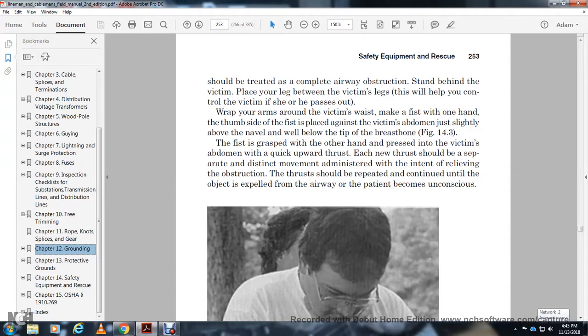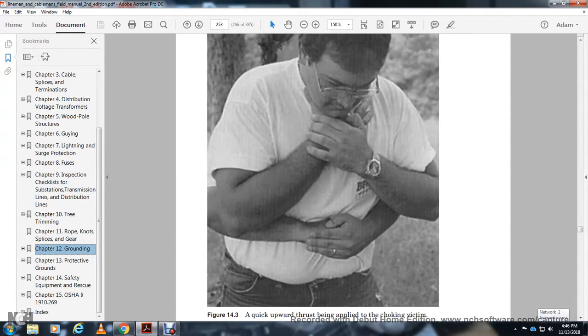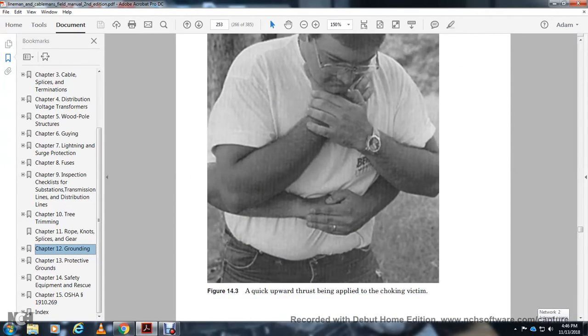Wrap your arms around the victim's waist. Make a fist, thumb side against the victim's abdomen, just slightly above the navel and well below the tip of the breastbone. Grasp the fist with the other hand and press into the victim's abdomen with a quick upward thrust. Each of the new thrusts should be separate and distinct movements. Repeat the thrusts continuously until the object is expelled from the airway or the patient becomes unconscious. Quick upward thrusts are applied to the choking victim.